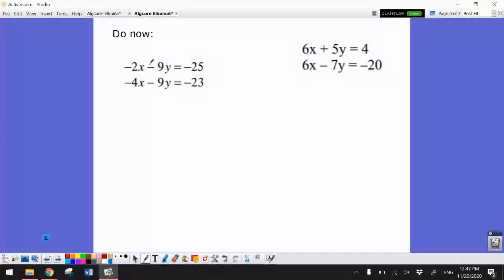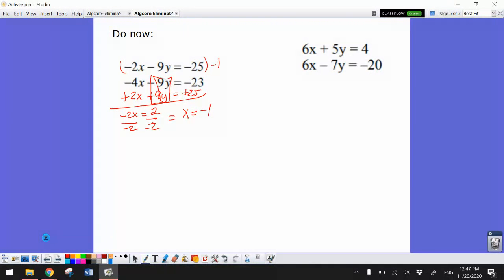All right, so I see that I have the same numbers, the -9 and -9. So I'm going to multiply by a -1. That's going to give me a positive 2x, a positive 9y, and a positive 25. So my y's are going to be gone. -4 plus 2 is a -2. -23 plus 25, that's a positive 2. So -2 divided by -2. That's going to give me x is -1. Hopefully you came up with x of -1.